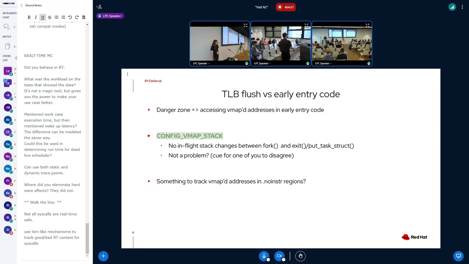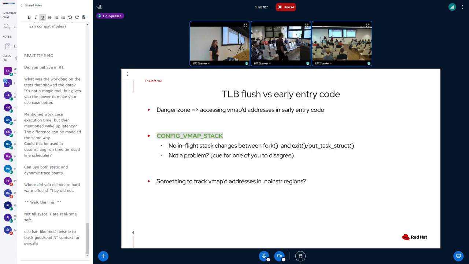So the thing is, I don't know. Would there be a way to find this out, figure this out? To say if you're in no instrument code and if you do a VM map? At least even just experimentally so that I can have an idea of is there something else? Because I can look at code, but this.